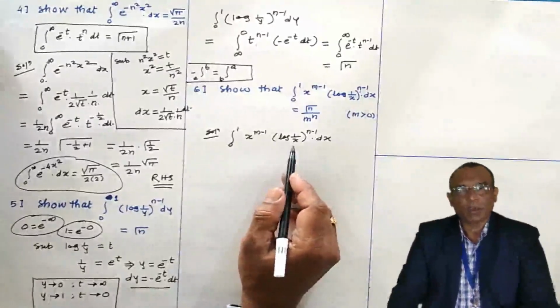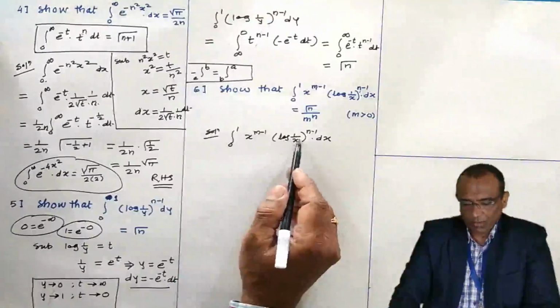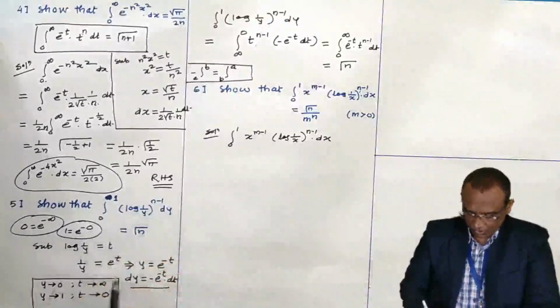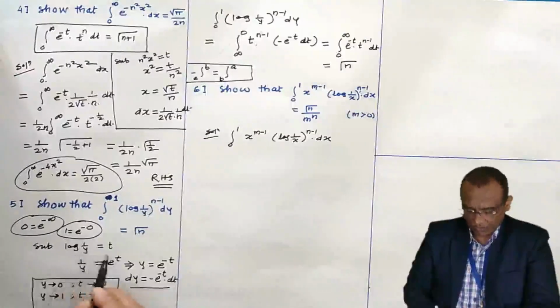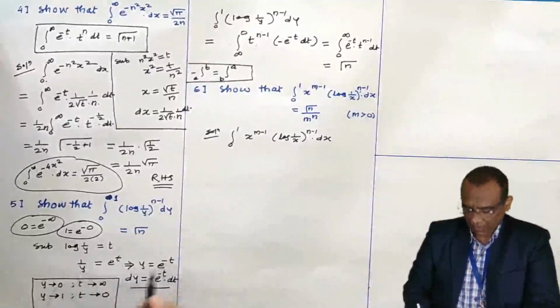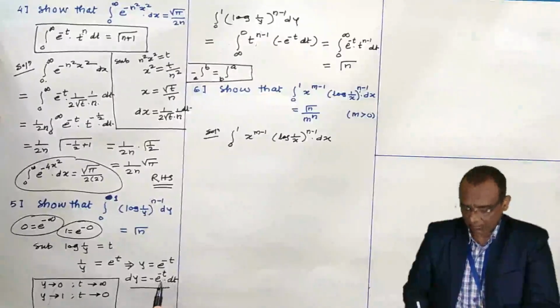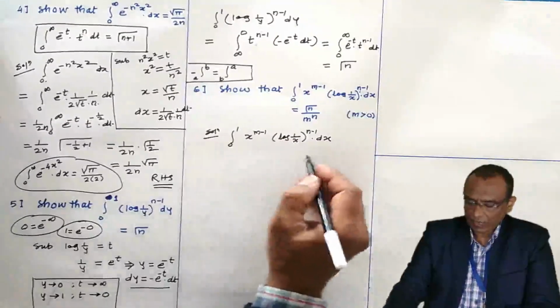Now here we have the log function converted into an exponential function. Substitute log 1 by x equal to t. Then 1 by x equals e raised to power t, so x equals e raised to power minus t, and dx will be minus e to the power minus t dt. I am not going to repeat this.